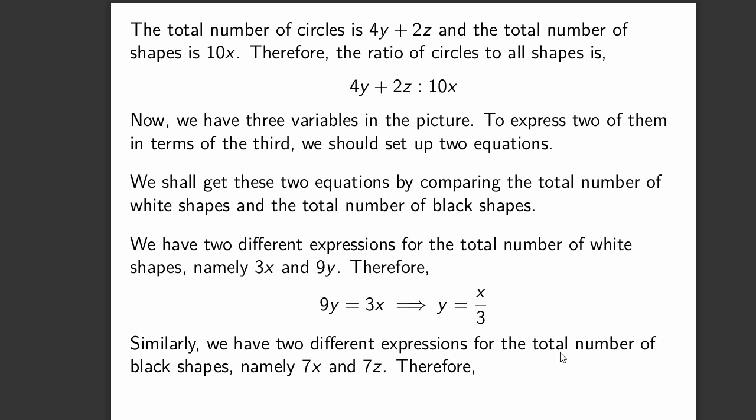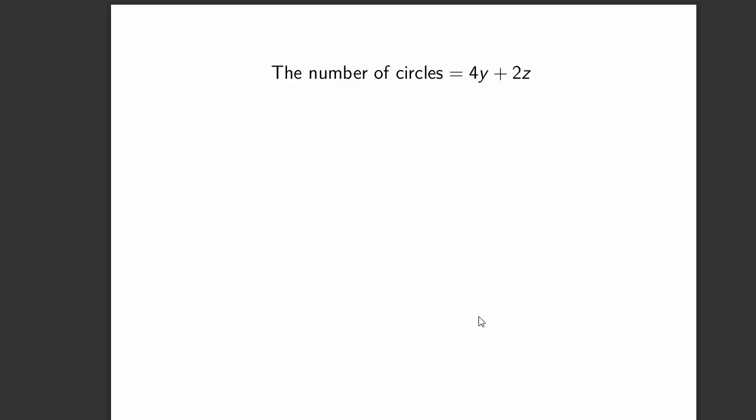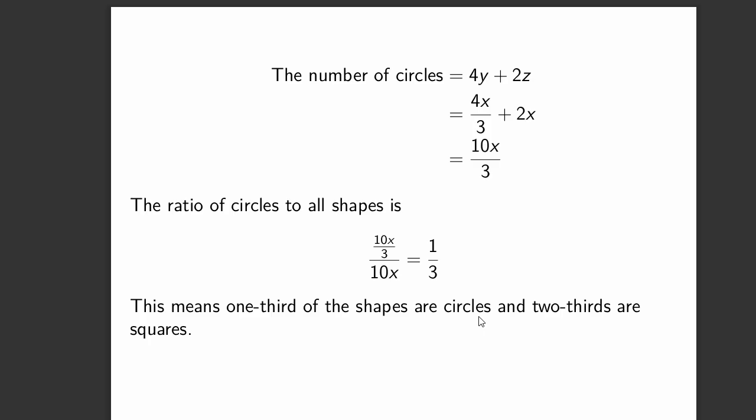Similarly for black shapes, the total number of black shapes by the first ratio was 7x, and by the third ratio that we took was 7z, and therefore 7z must be equal to 7x, which tells us that z is equal to x. So now we are almost done. We only need to substitute these values of z and y into this ratio and get our final answer. So let's write this 4y plus 2z in terms of x. The number of circles is 4y plus 2z, which is 4x over 3 plus 2x, which is 10x over 3. So the ratio of the circles to all shapes is 10x over 3 over 10x, which is 1 over 3. So 1/3 of the shapes are circles and 2/3 are squares.